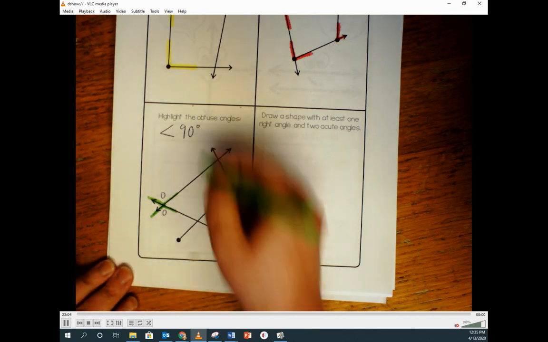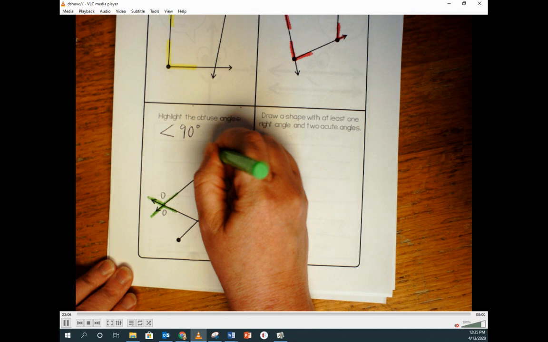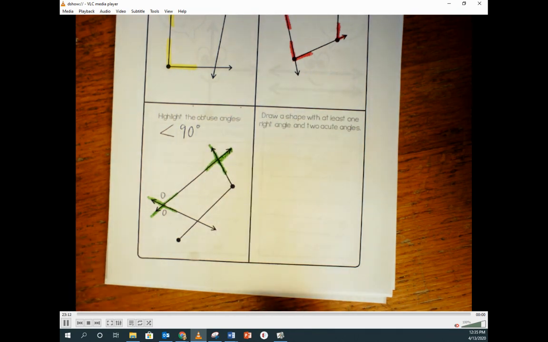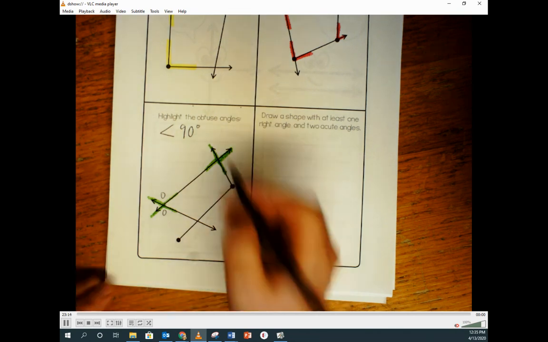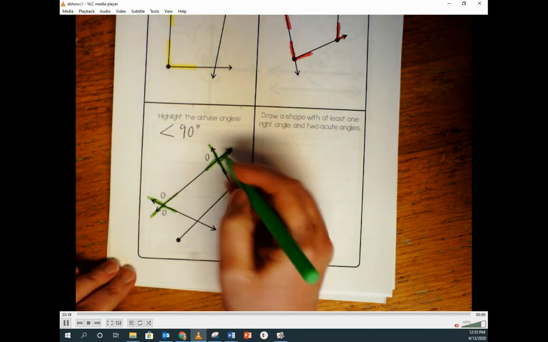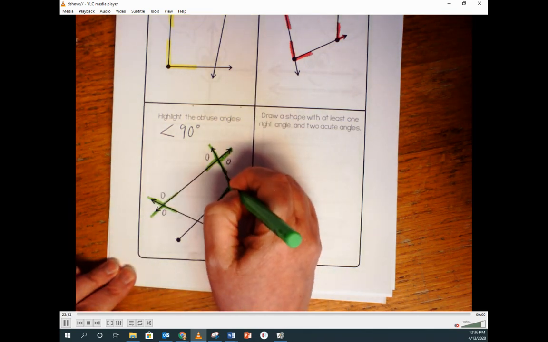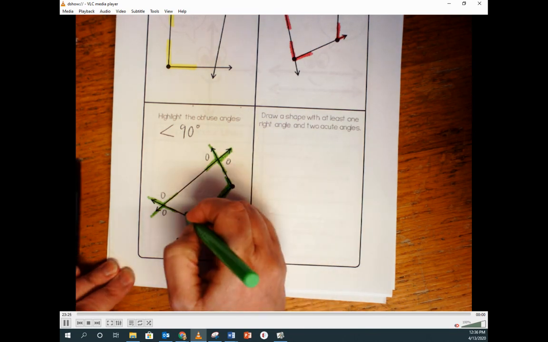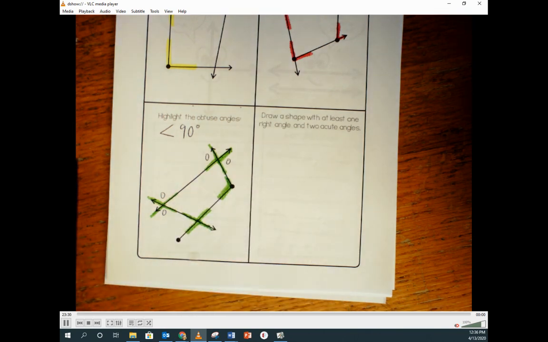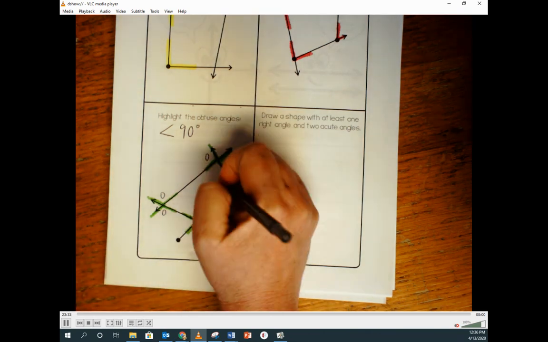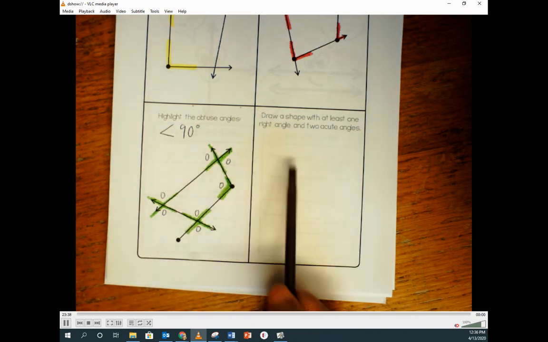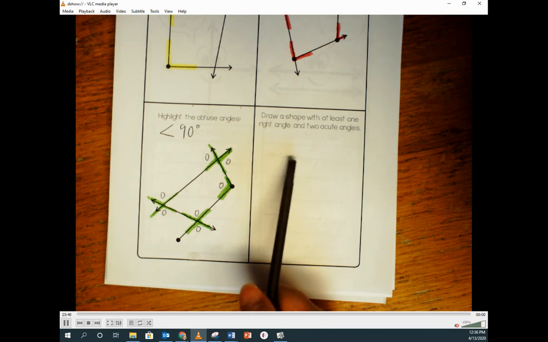This looks like an obtuse angle to me. So that would mean this one is too. That's opposite. Now it looks like I've highlighted all of them, but I mean these two. This looks like an obtuse angle. This one and this one. Obtuse, obtuse, obtuse.